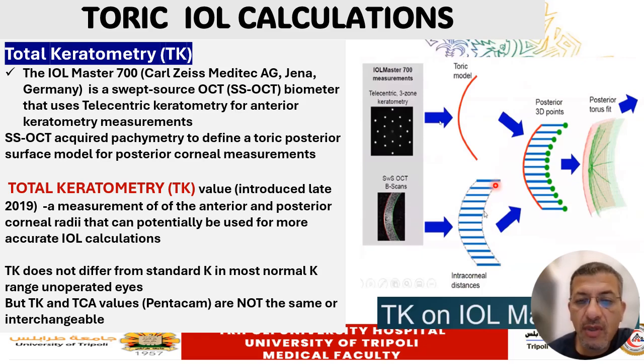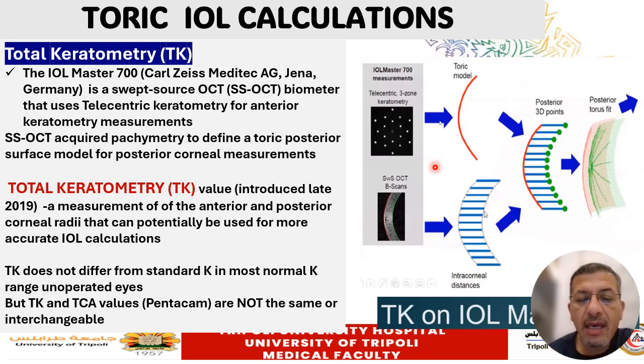So the TK gives you an estimation of the anterior and posterior surface of the cornea, but using what's called swept source OCT, and it also uses what's called the telecentric K reading. I have explained the telecentric K reading in the lecture on optical biometry and the different machines used for optical biometry. You can refer to that lecture.